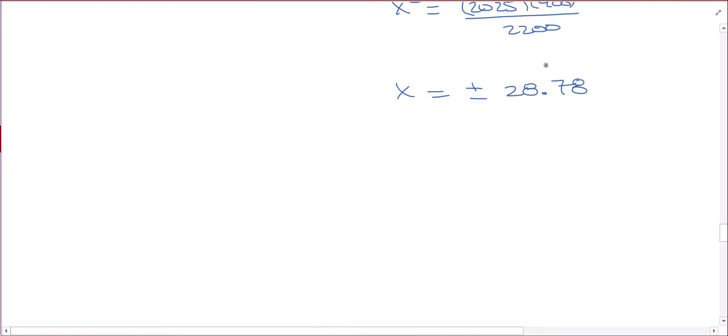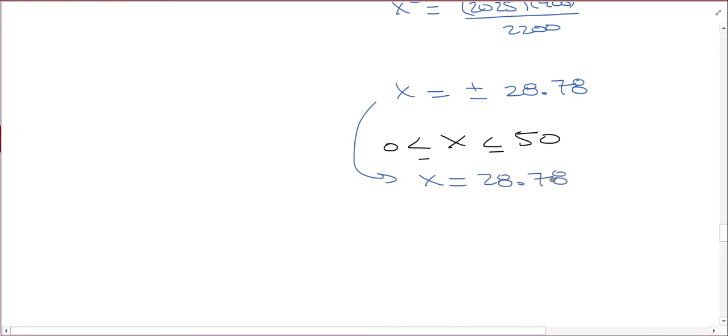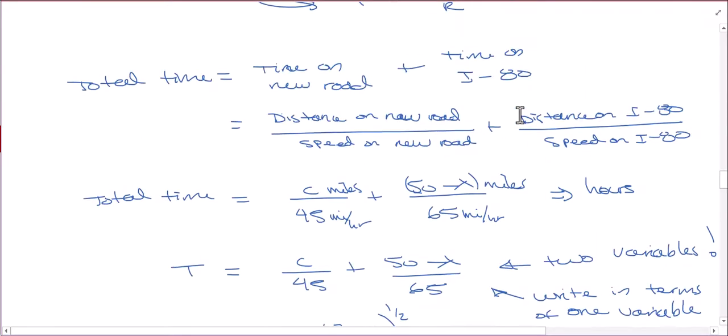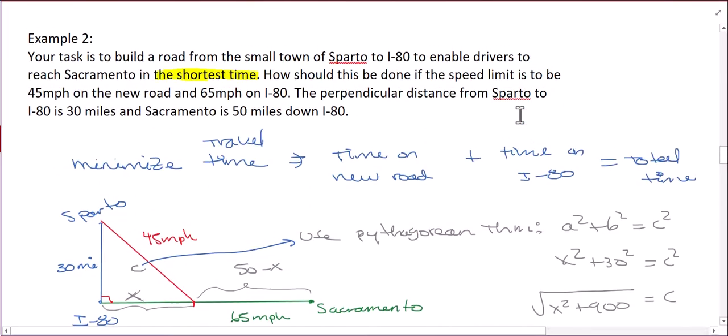So we can get rid of the negative, since x has to be between 0 and 50, then we're going to say x has to be the 28.78. And then what is it that we wanted to do? Maximize or minimize? We wanted to minimize the travel time. So we want that 28.78 to be a minimum.